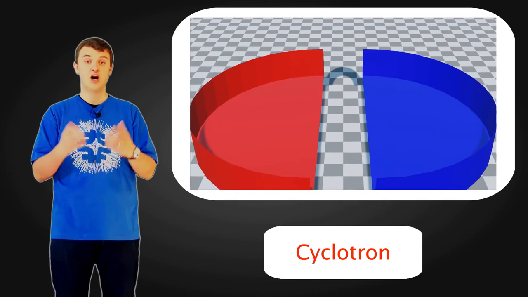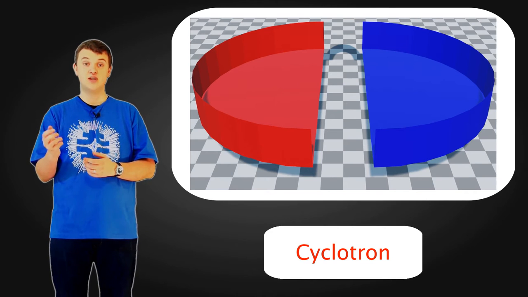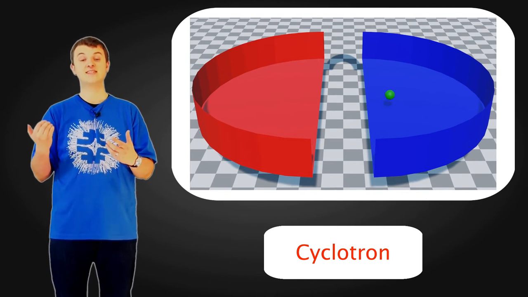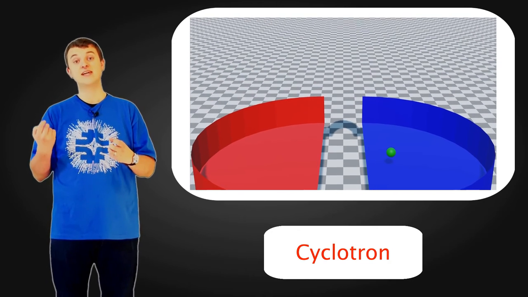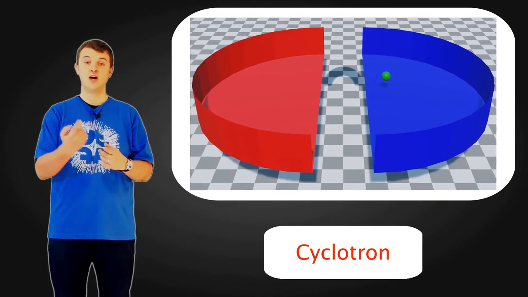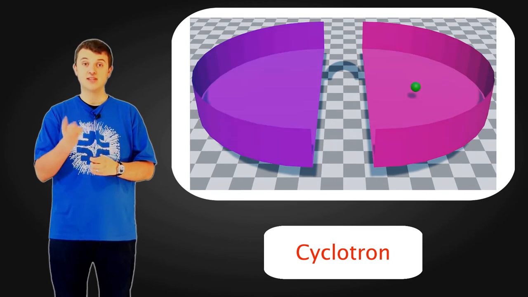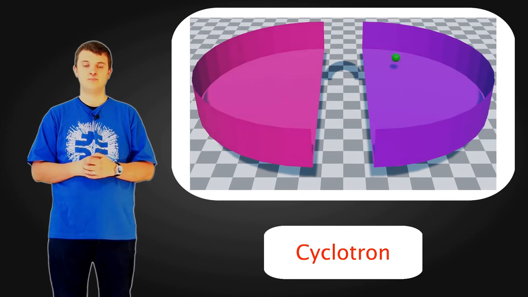Pretty simply, you've got two halves of a circle called Ds. One is positively charged and the other is negatively charged, so that a particle like an electron is accelerated in the gap. Now, a magnetic field keeps the particle on a circular path, and just like the other accelerators, the electric field is switched so that the particle is always being accelerated.